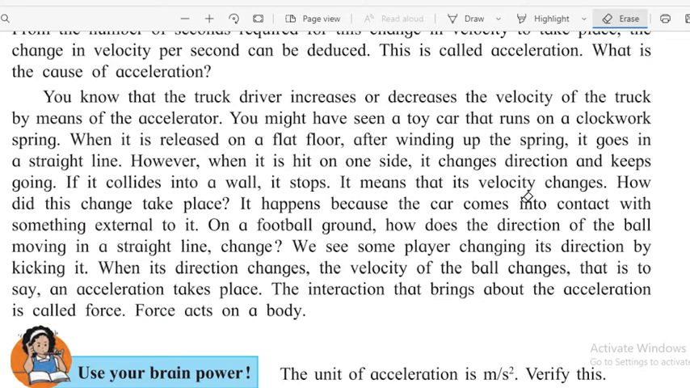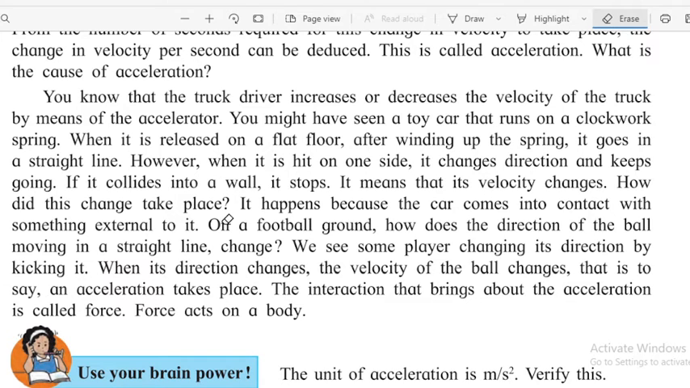See, a small kid is playing with his toys. What does he do? He winds up the spring, and when he releases it, the toy moves in a straight line. But if it is hit on one side, it changes its direction and keeps going. If it collides into the wall, it stops. If it collides, it means it will go to the wall and there will be some obstacle where it stops. It means that its velocity changes.